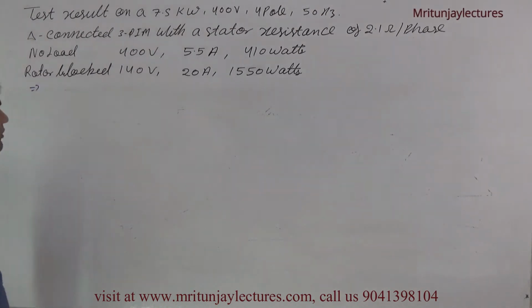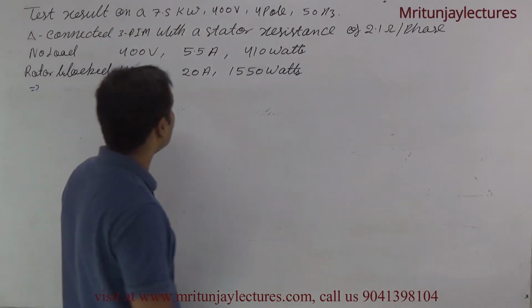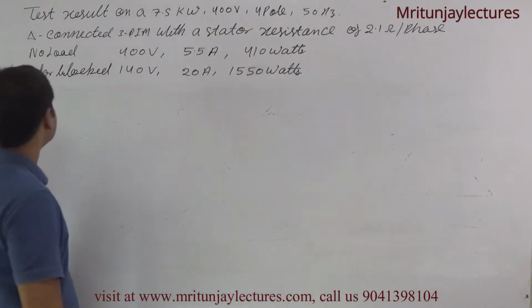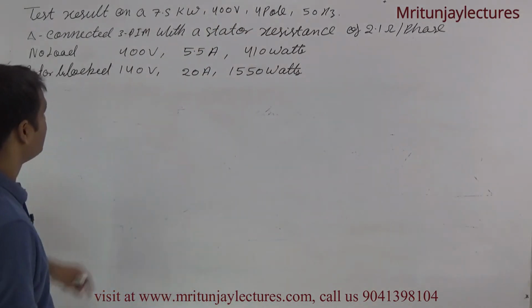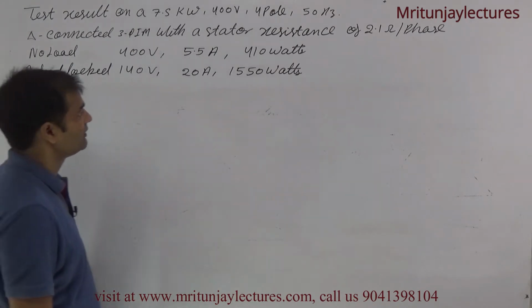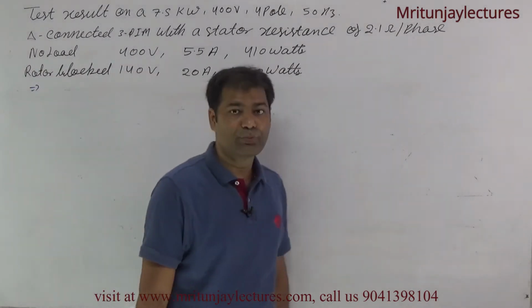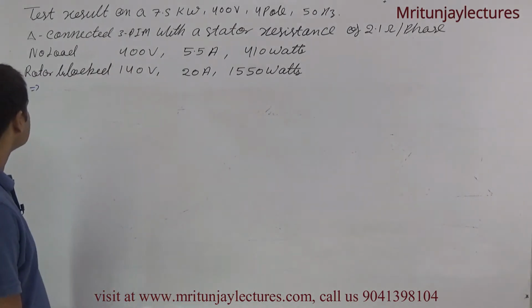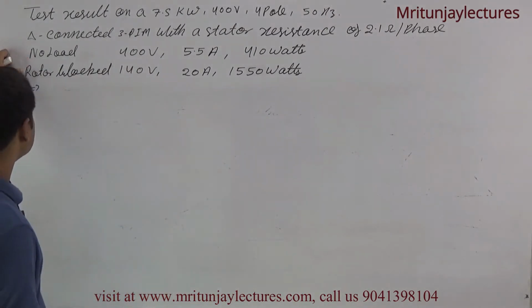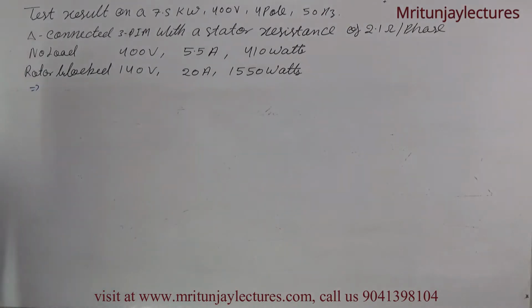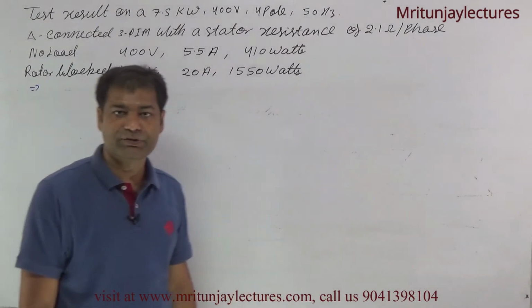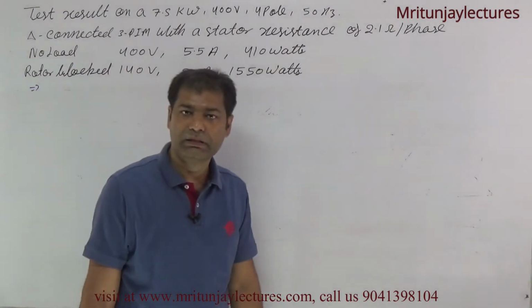Question. A test result on a 7.5 kilowatt, 400 volt, 4 pole, 50 Hz delta connected 3-phase induction motor with a stator resistance of 2.1 ohm per phase. Next, the no load test and the blocked rotor test. First of all, we determine the parameters of the circuit.